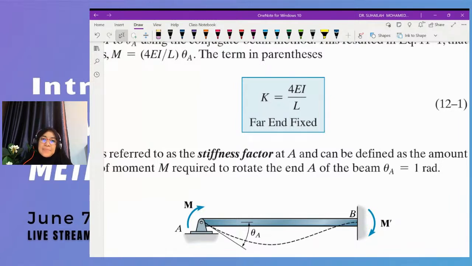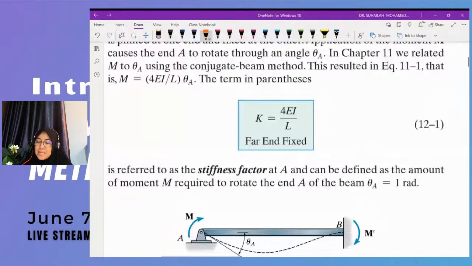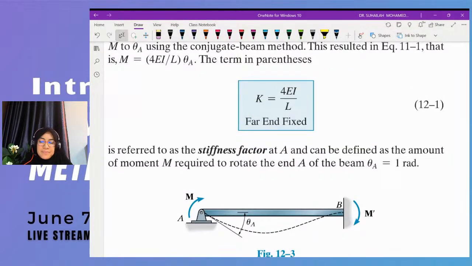One thing that everyone has to understand is when we use this formula, this is for far end fixed. For far end fixed, we use 4EI over L. What does it mean, far end fixed?